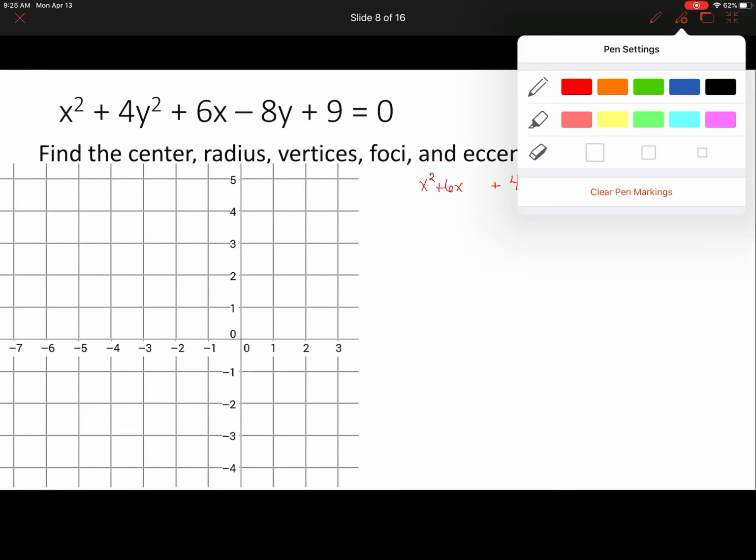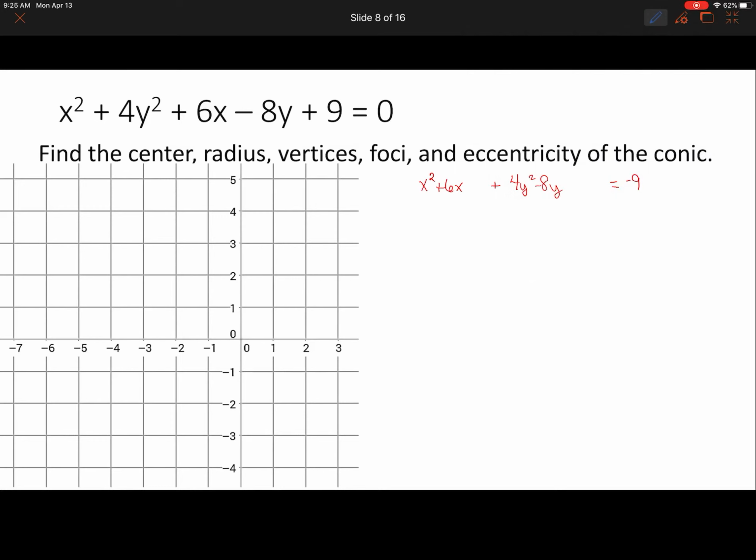Then we ask ourselves, what is the number that we want to add to make this a perfect square trinomial? Half of 6 is 3, 3 squared is 9. And if we add 9 to the left side, we have to add 9 to the right side. This will be an x plus 3 squared.